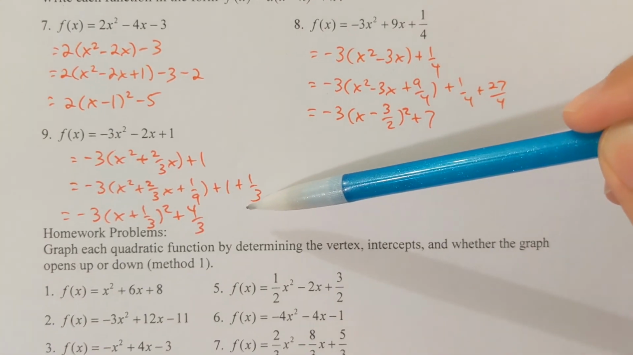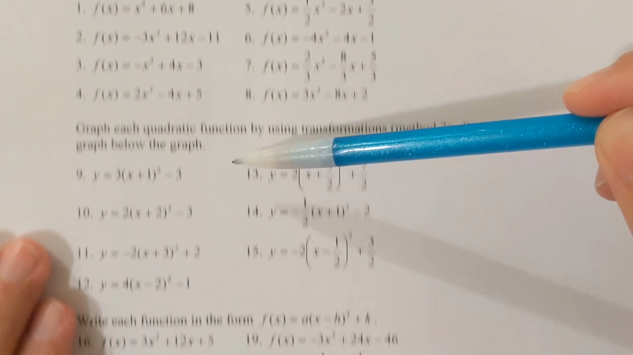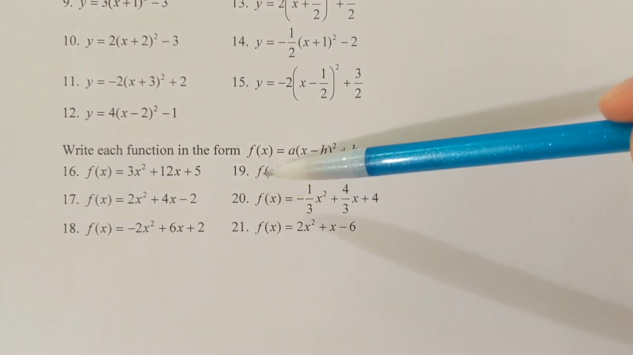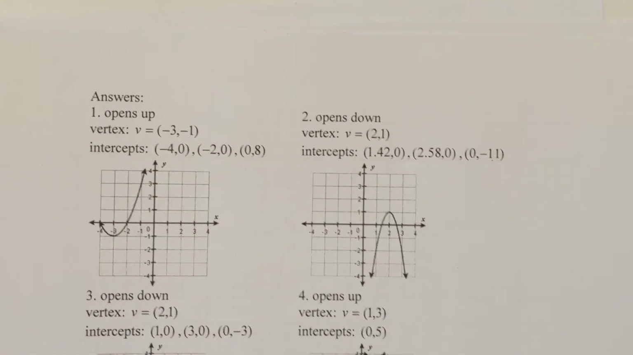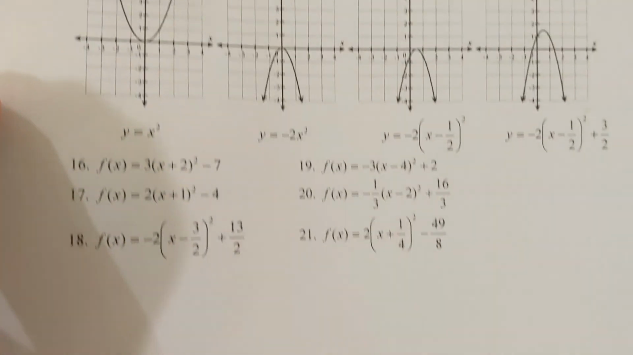All right. After that, I've got a bunch of homework problems listed. Looks like 21 problems in all. And then on the next couple of pages, I've got the answers to each one of these. And so that's it. Okay. Go ahead and stop right there.